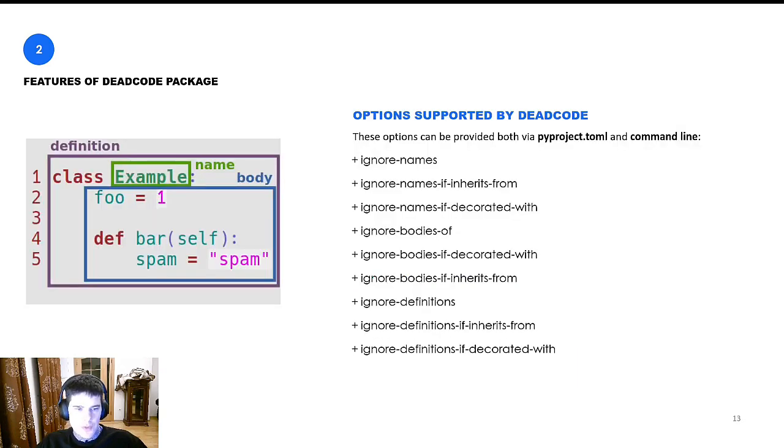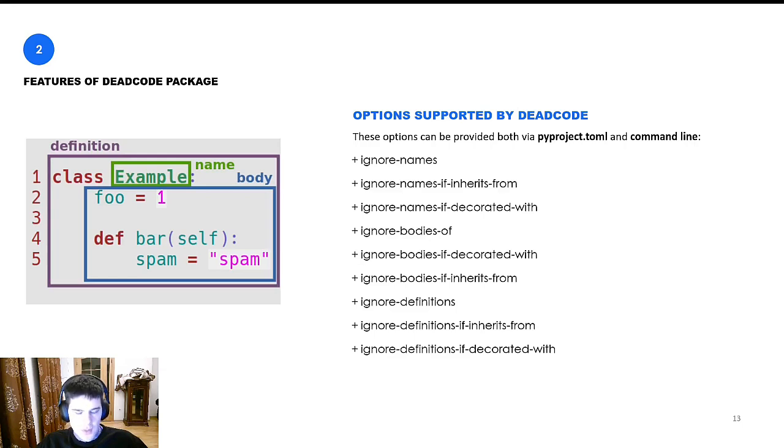Let's review these three benefits in more detail. So, Deadcode provides options to fine-tune its behavior. Here we can see a class on the left, and the definition, name, and body are marked in it.